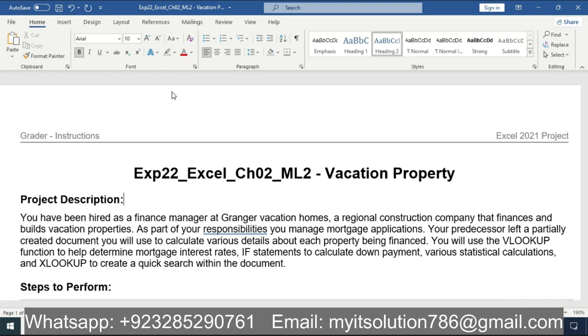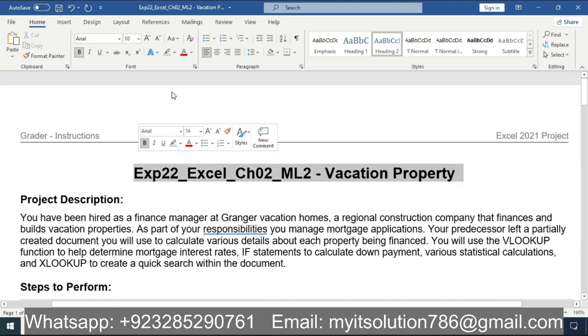Today our topic, our assignment, our project is Exp22 Excel Chapter 2 ML2 Vacation Property. So I firstly highlighted.